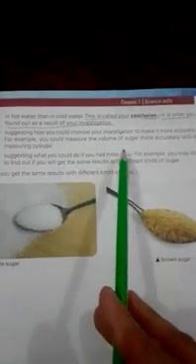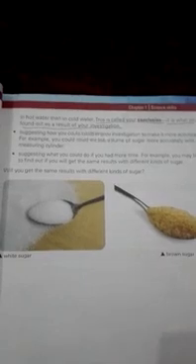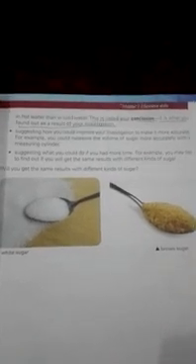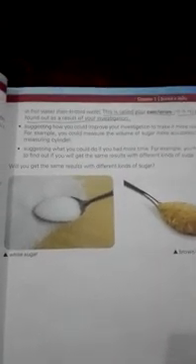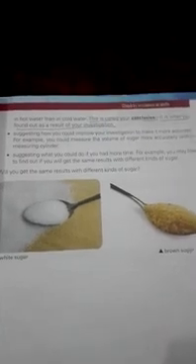Suggesting how you could improve your investigation to make it more accurate. For example, you could measure the volume of sugar more accurately with a measuring cylinder. अपने experiment को ज़्यादा accurately measure करने के लिए हम for example volume of a sugar को किससे measure कर लेंगे? By using a measuring cylinder, ताकि हम accurately उसका volume measure कर लें.